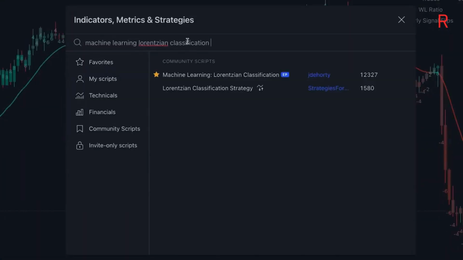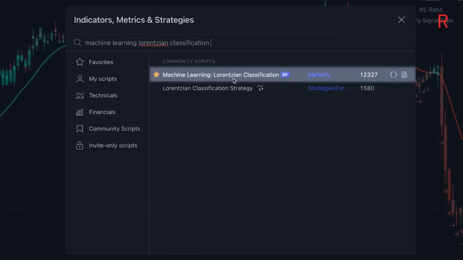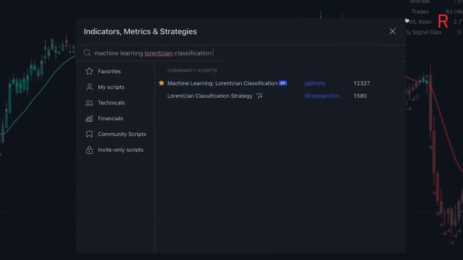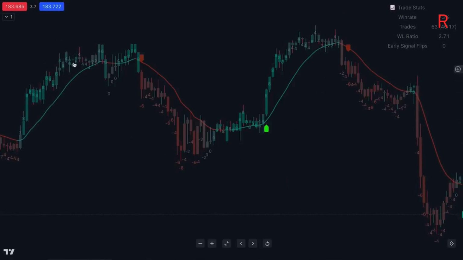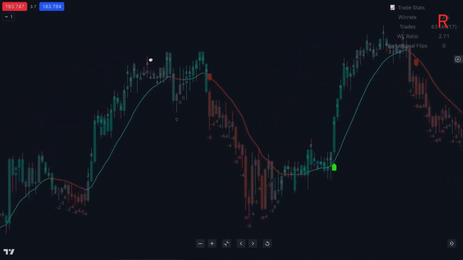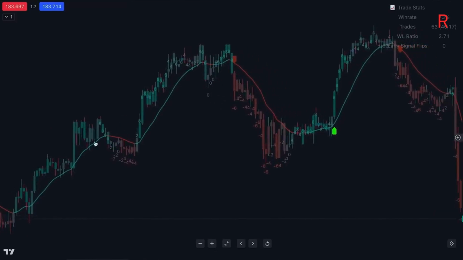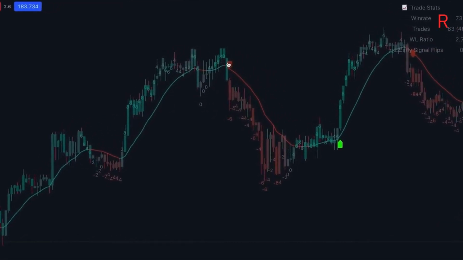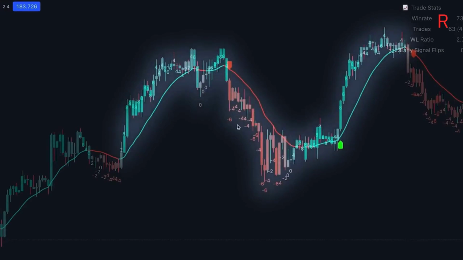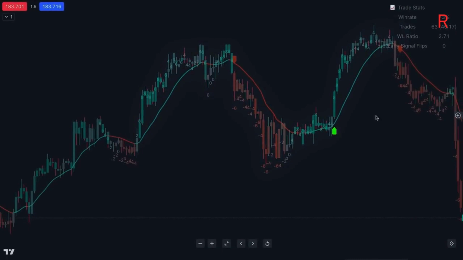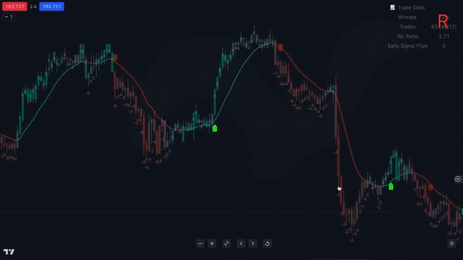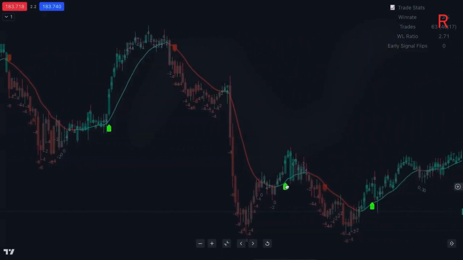This indicator is called Machine Learning Lorentzian Classification, and as you can see, this indicator has also received the Editor's Pick Awards. This indicator has a lot more features than the previous indicator and is far more customizable. Immediately, the first thing we notice is that this indicator displays candles as a color gradient along with these numbers to determine the strength of a trend. By having a gradient option, we can now see gradually how the market trend shifts.